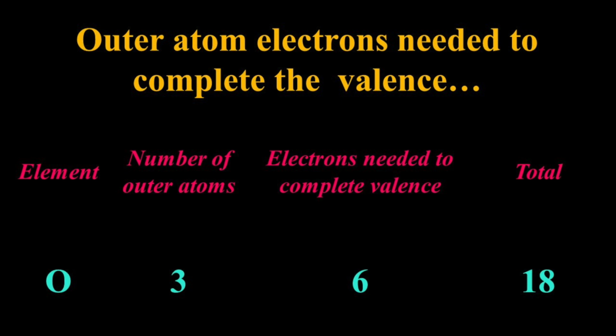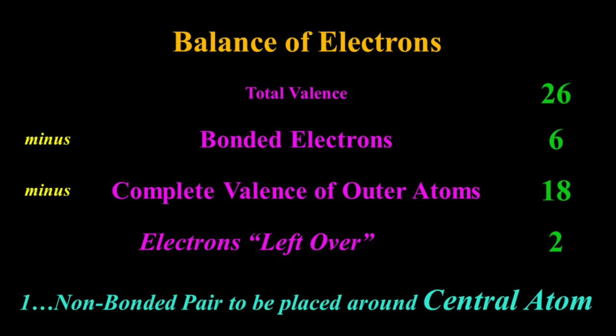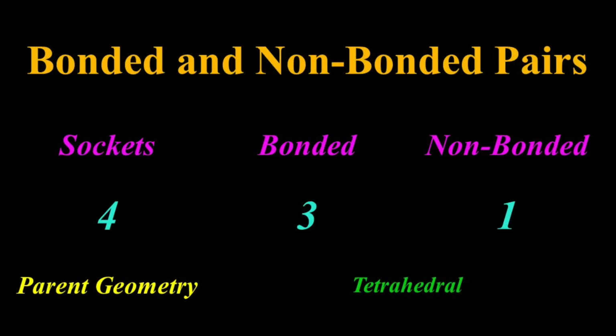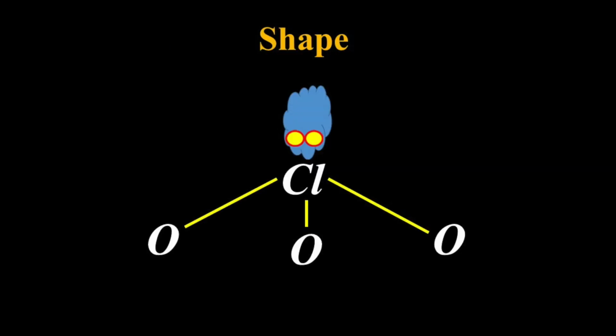So it should be 1 pair left over. And that's going to go around the central atom, and the parent will be tetrahedral. And if I remove 1 bonded and put a non-bonded in its place, it's going to look like this. And let's read the note. I don't think we've done one of these before.